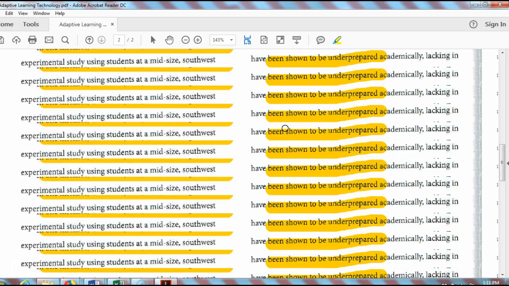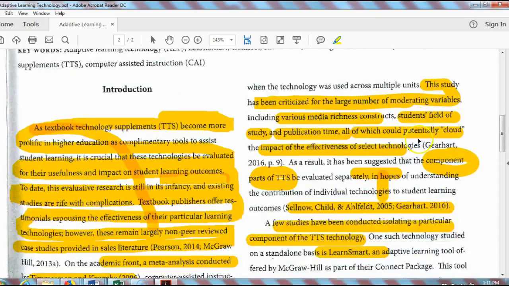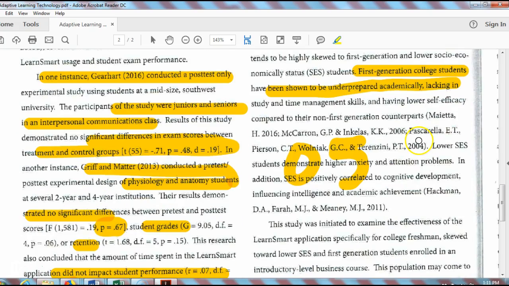I think I'm messing the technology up here with so many lines. Okay, so I'm going on to describe why we think first-generation college students and lower socioeconomic status students might benefit most from this LearnSmart technology.